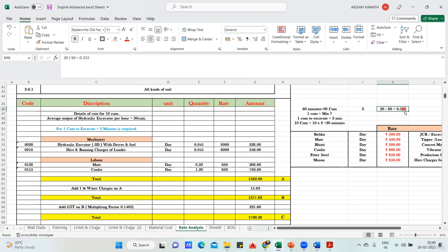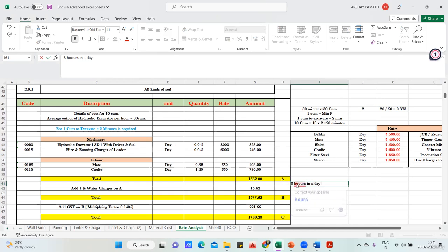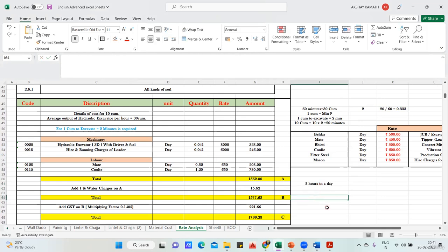But this is only for 1 hour that I have done. In one day, how many hours are there? According to our calculation, we take 8 hours of work in a day, isn't it? You agree with me? Because if you remember, whenever I told you about the costing part, we consider a person or a mason or anyone working for 8 hours in a day. Here I divided 20 minutes by 60 so that I get it for 1 hour. How many hours do you work in a day? 8 hours. So what I'll do, 0.33, I'll divide it by 8.